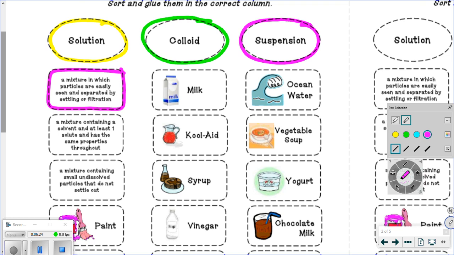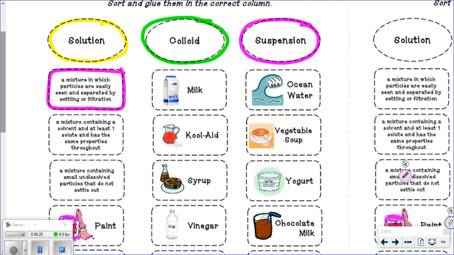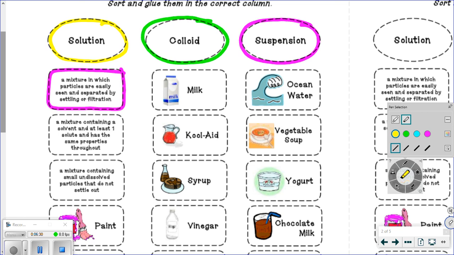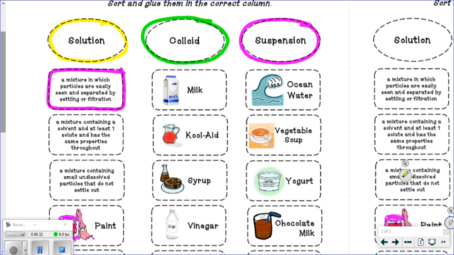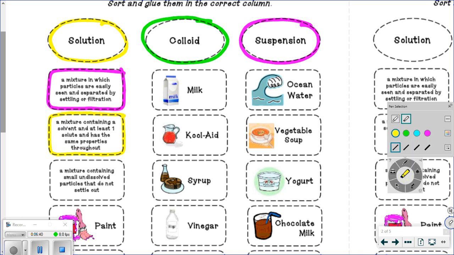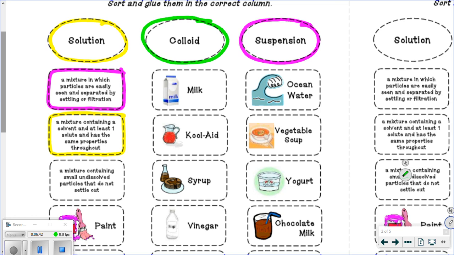A mixture containing a solvent and at least one solute that has the same properties throughout. So the one that you can't really tell, you can't really separate, okay? That would be a solution. All right, next one down. A mixture containing small undissolved particles that do not settle out. Well, that would be a colloid.